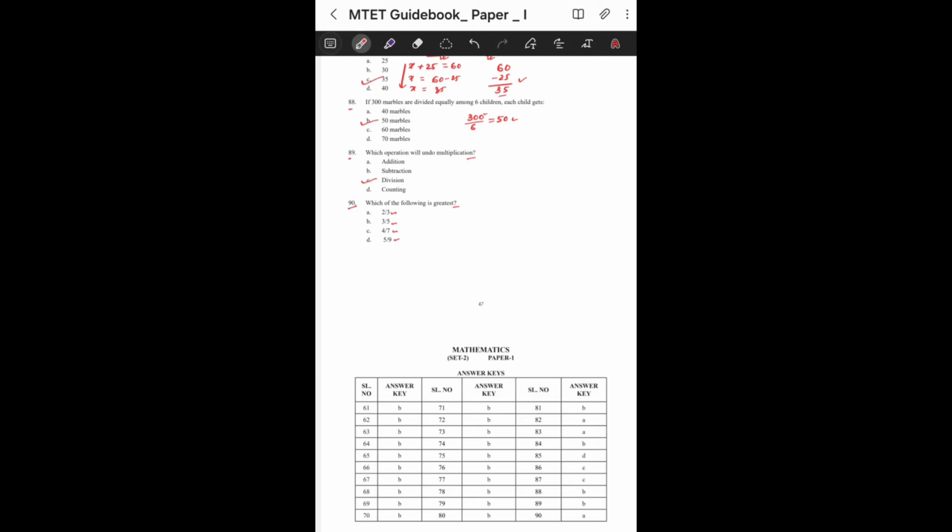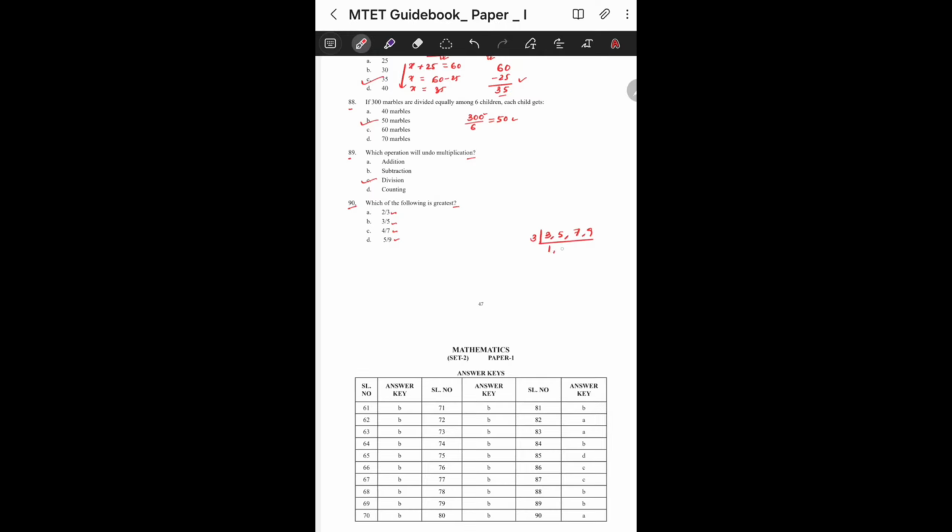First of all I will solve with a long method and then I will show you how to solve with a short trick. So to make the denominators the same, what will we take? We will take the LCM first of all. So 3, 5, 7 and 9. If you take the LCM here, how much will we get?